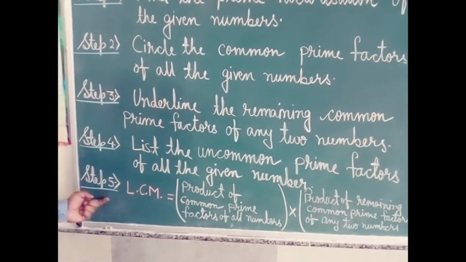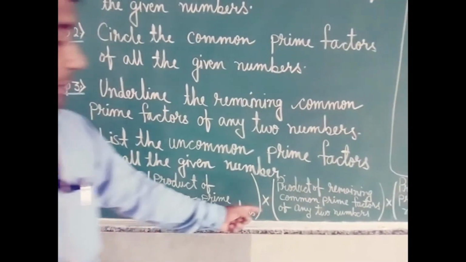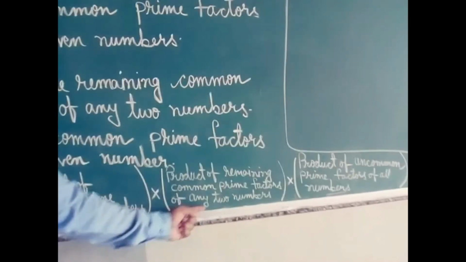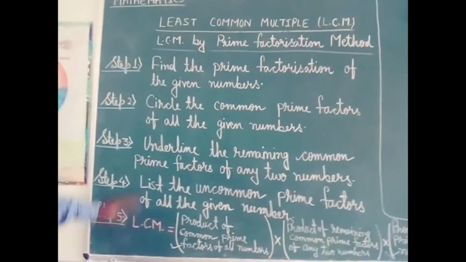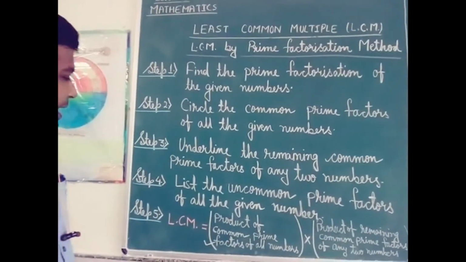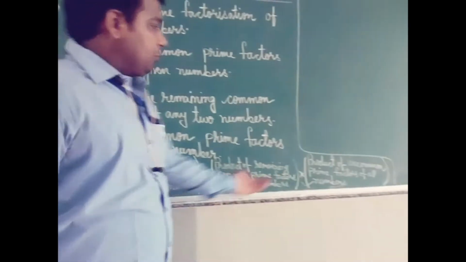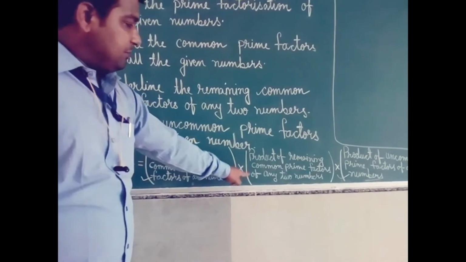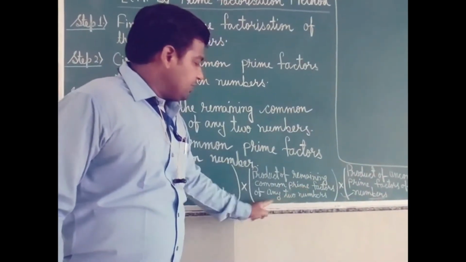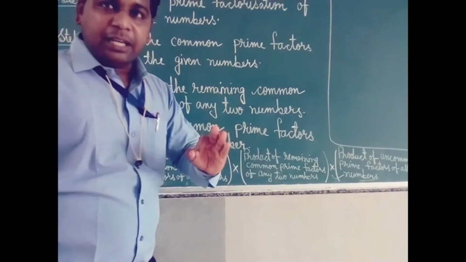And step 5, that is the LCM: product of common prime factors of all the numbers multiplied by product of remaining common prime factors of any two numbers multiplied by product of uncommon prime factors of all the numbers. Students, LCM for any two numbers, we have to multiply product of common prime factors of all numbers and product of uncommon prime factors of all numbers. This part, that is product of remaining common prime factors of any two numbers, is applicable when we have to find the LCM of three numbers.